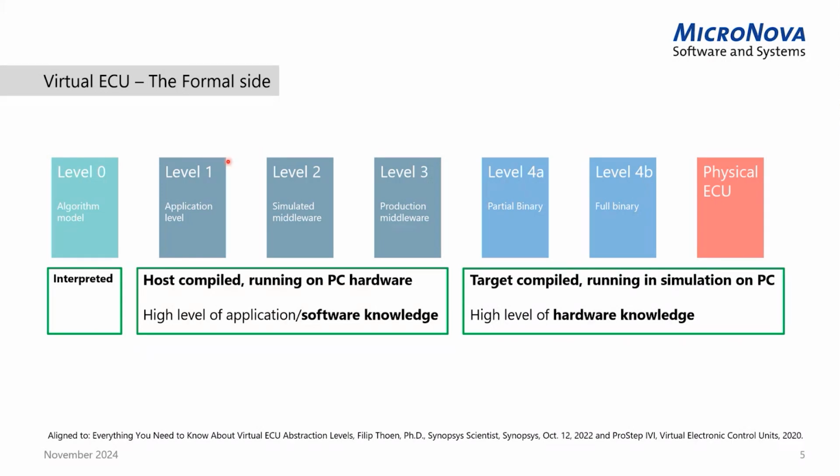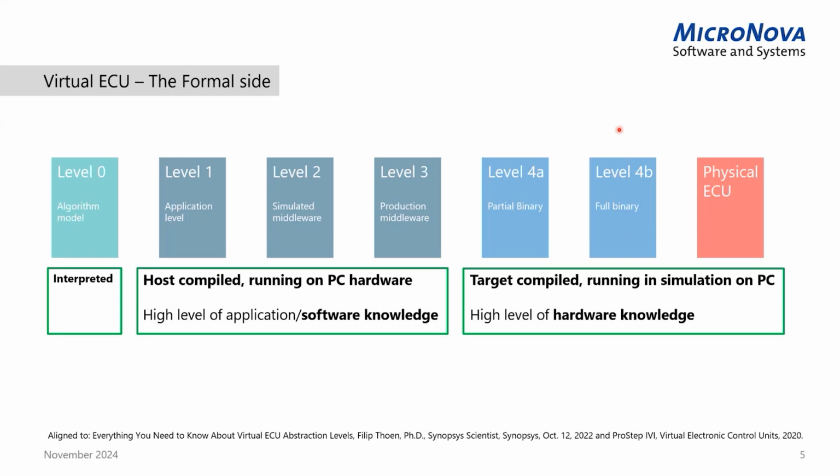Then we've got the higher levels, which are usually like level 1 to 3. And I'll come to a little bit more differences inside these levels later. But the main point here is that this is host compiled code. So it's directly running your ECU code, which is our device under test, directly on the PC hardware. And to create a construct like this, you need to actually have a high level of application and of software knowledge, because it includes modifying the software to be able to run on your PC hardware due to the different architectures. The highest levels, including the physical ECUs, usually we are running target compiled code.